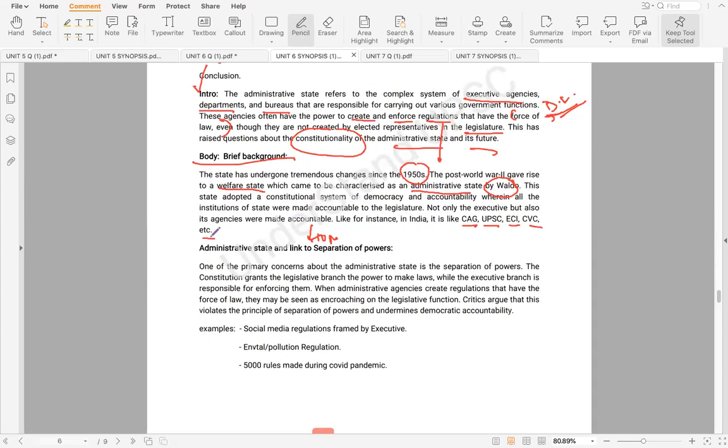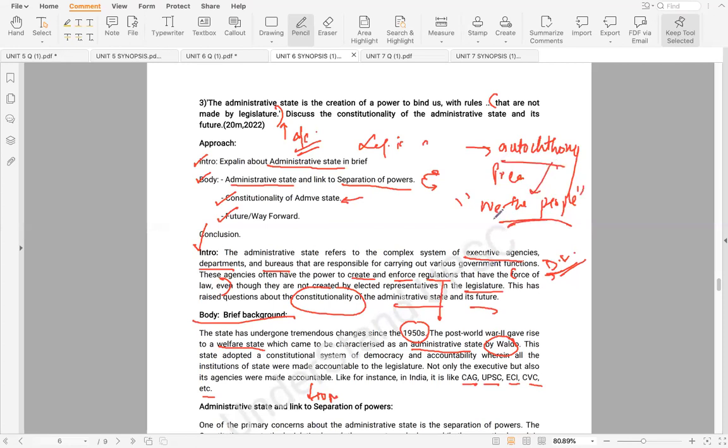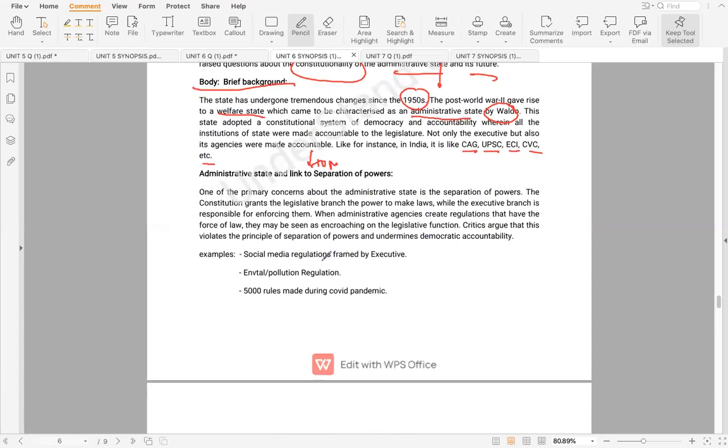Right? So here we talk about the essence of the question, that although these are not made by the legislature, still the accountability holds true and the legislature is supreme because of the concept of autochthony, as has been enshrined in the preamble of our constitution, that we the people. You try to include certain keywords so that you explain the essence of citizen centricity. And now you try to link the administrative state and separation of powers.